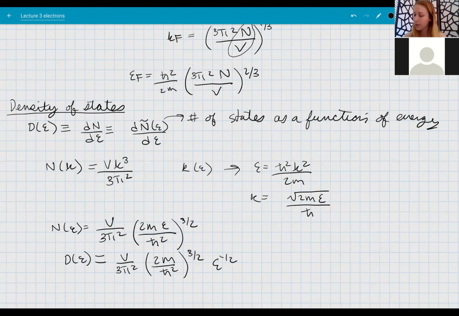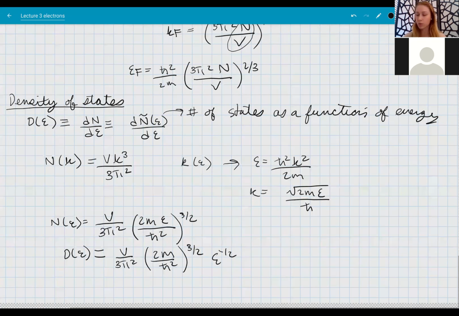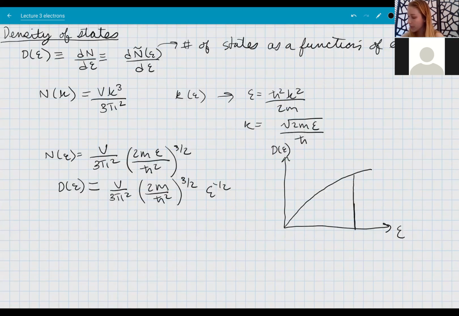All right, so basically for a free electron gas, the density of states as a function of energy looks something like this. So it goes quadratically, and then if we fill up to the Fermi energy, these are occupied states, and then for energies higher than the Fermi energy, those are unoccupied states.